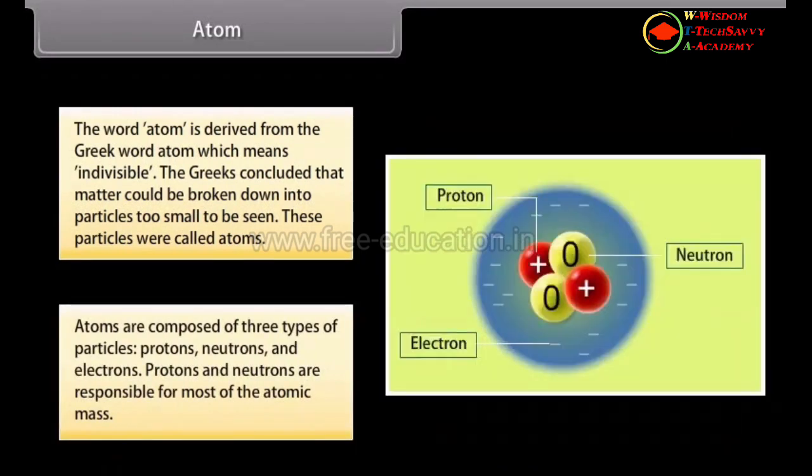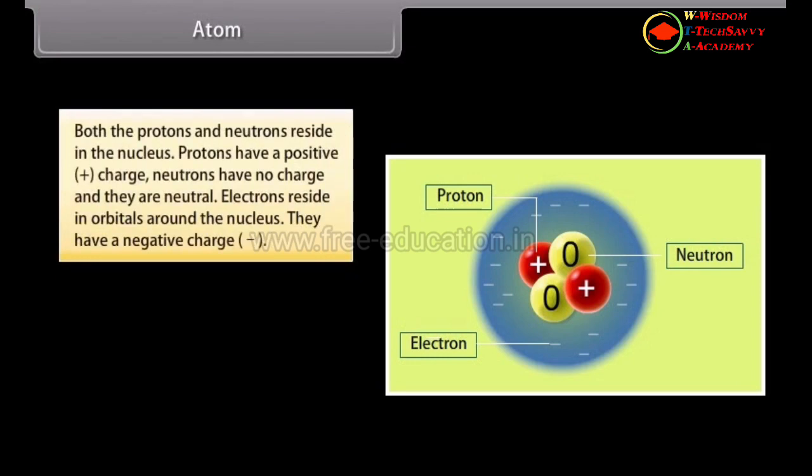Atoms are composed of three types of particles: protons, neutrons, and electrons. Protons and neutrons are responsible for most of the atomic mass. Both the protons and neutrons reside in the nucleus. Protons have a positive charge, neutrons have no charge and they are neutral. Electrons reside in orbitals around the nucleus. They have a negative charge.